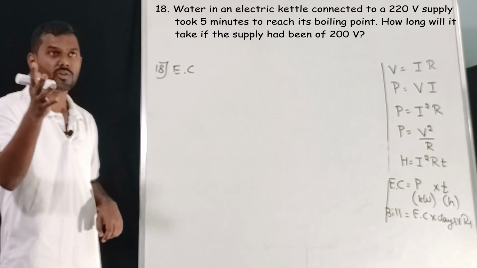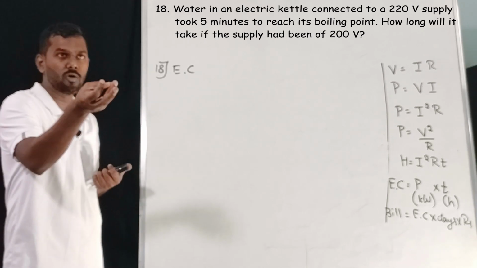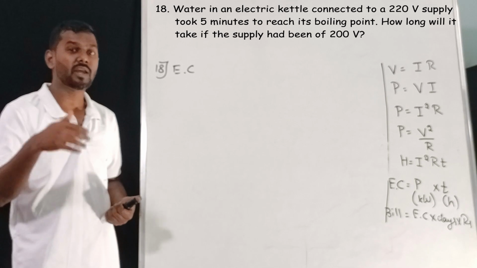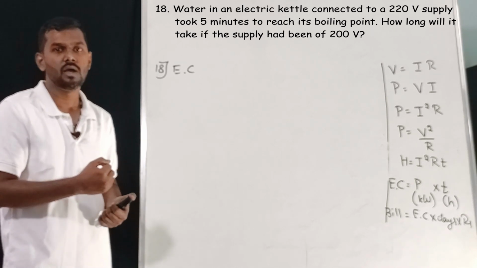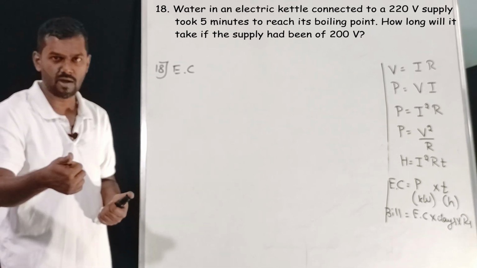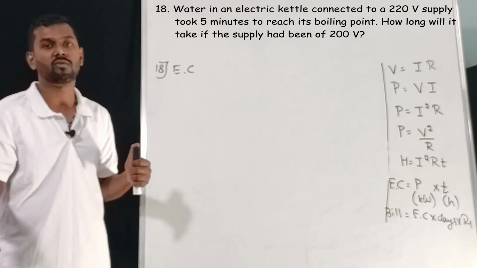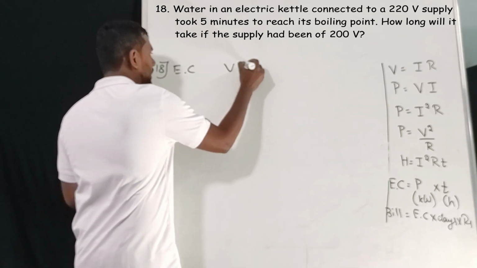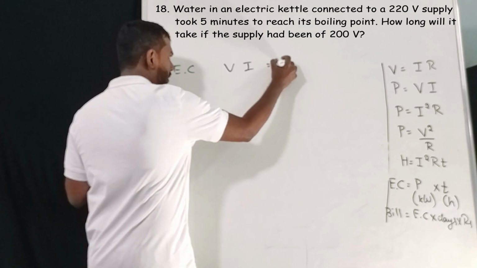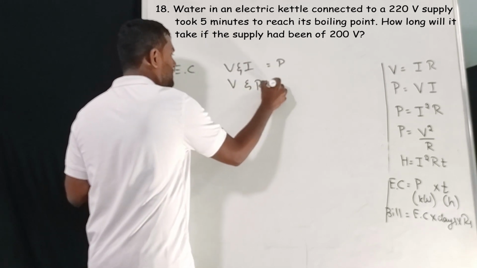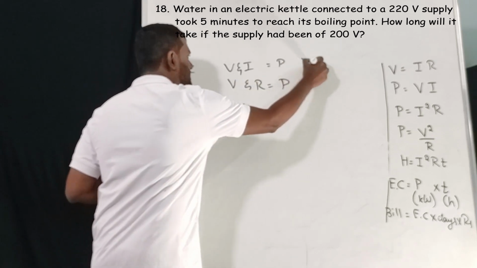Now they are talking about two things, voltage and time. Correct? We need power and time. How can we get power using voltage? Voltage into current will give the value, or else voltage square by resistance. But in this question, which one do we have to consider? Whether voltage and current to find power, or voltage and resistance to find power.